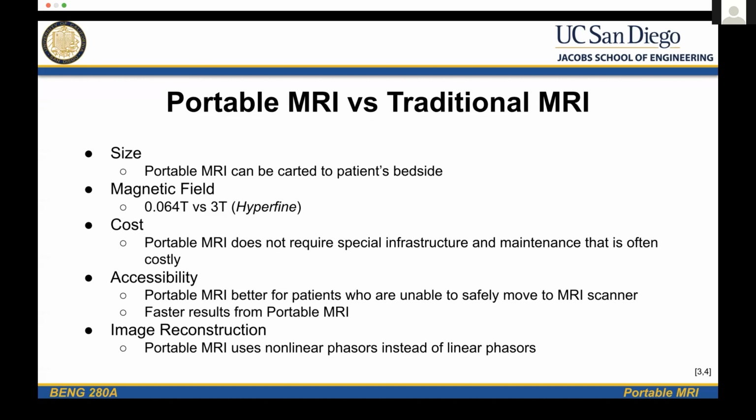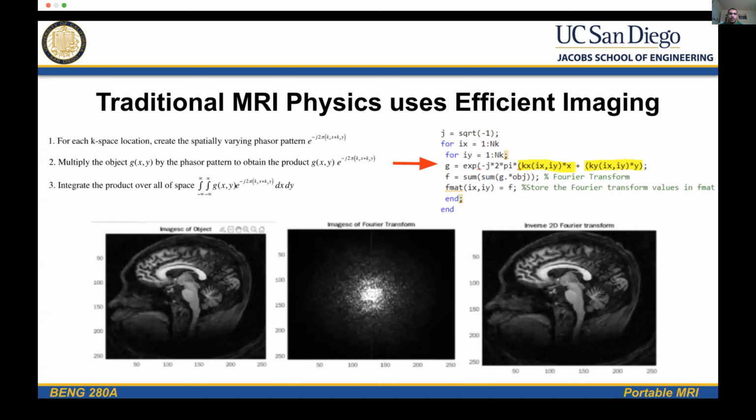People in remote areas may not get the medical attention that they need, but with portable MRI, the medical attention can be moved to them. Lastly, portable MRI uses nonlinear phasors to reconstruct images that improve the overall image quality and parallel imaging performance, which will be looked at in closer detail in the following slides. And for the next 4 slides, I'll be talking about some MATLAB work we did to show how portable MRI could work in a computational sense.